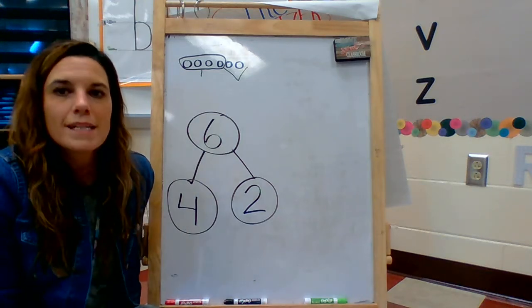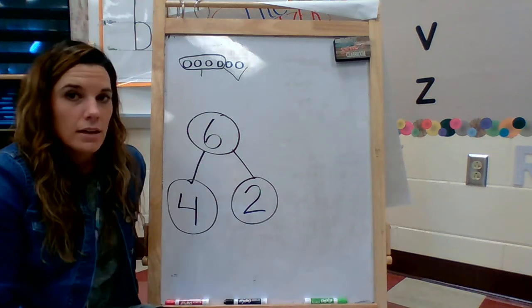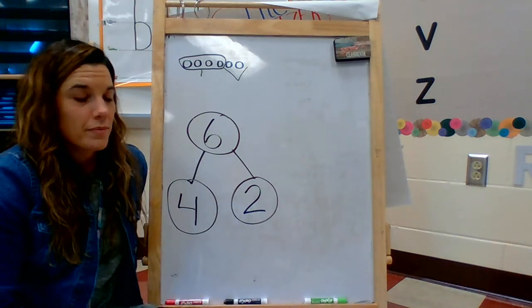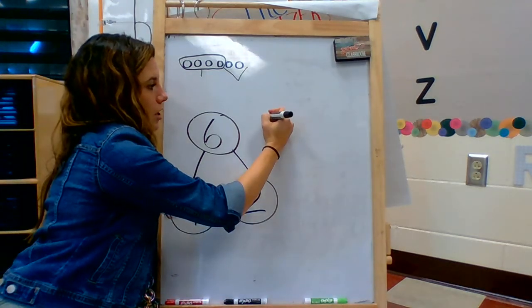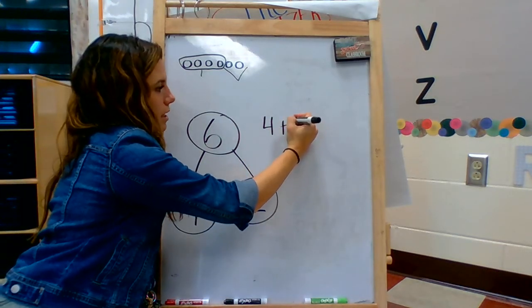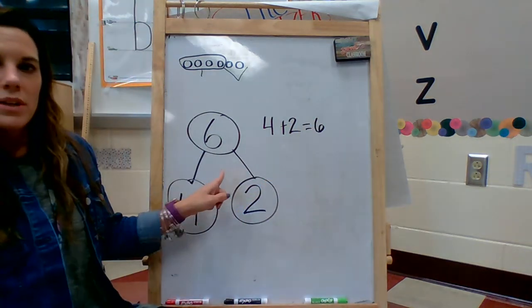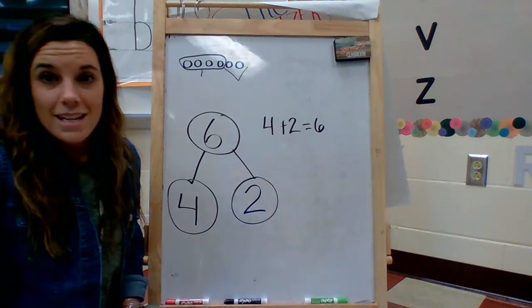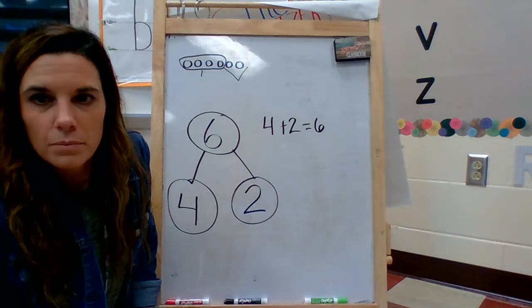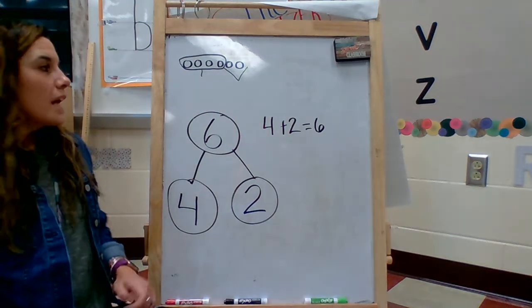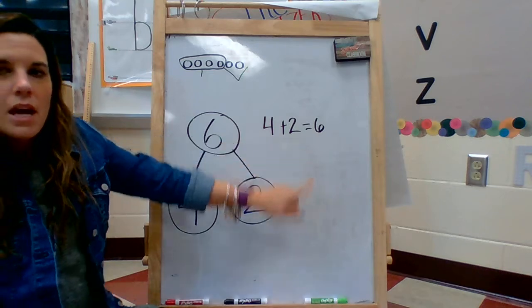Now, what is a number sentence I can write to go with this number bond? We're going to start with the 4. Can I go 4 plus 2 equals 6? Does that fit with the number bond? It does. 4 plus 2 equals 6. I'm going to hit pause for a second. Okay, now we know how to use the number bond to create an addition sentence.